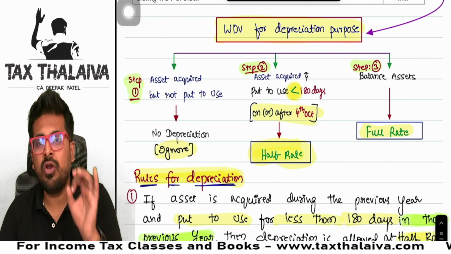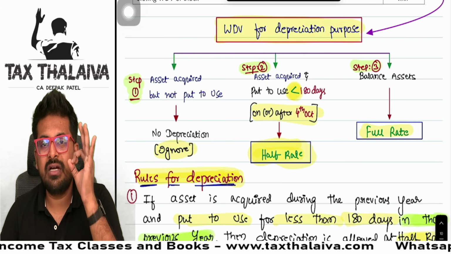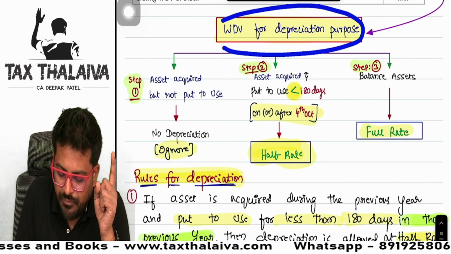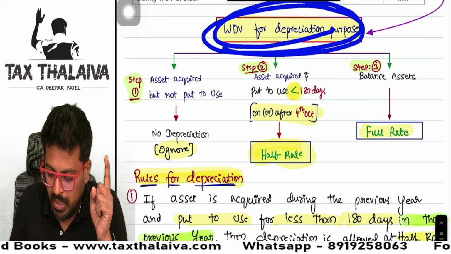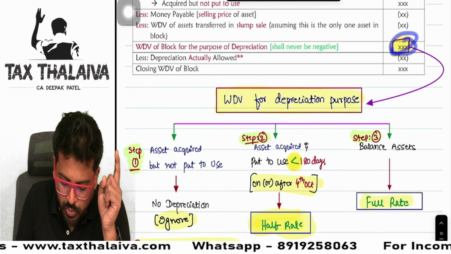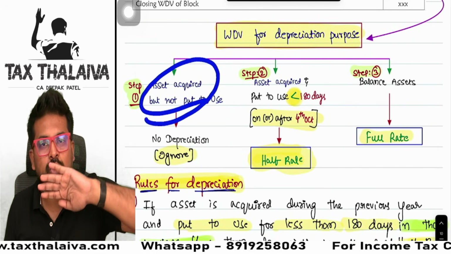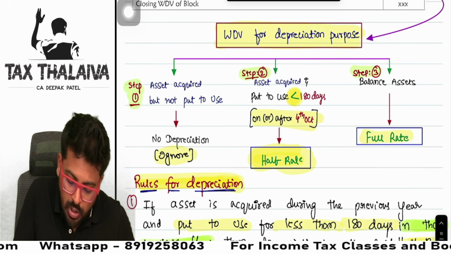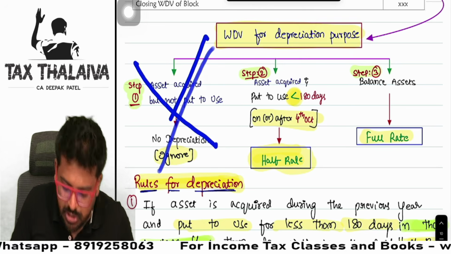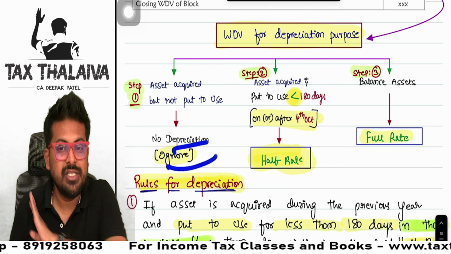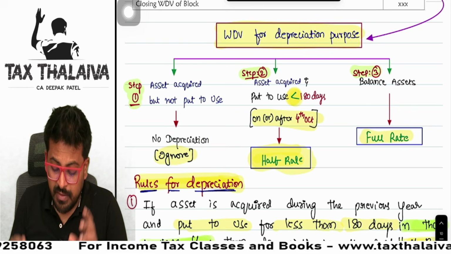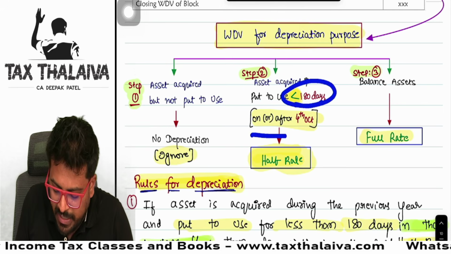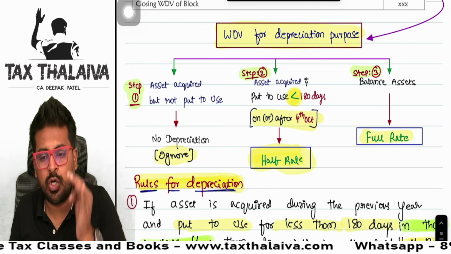And you will follow these steps to calculate the depreciation. Step 1. From the WDV for the purpose of depreciation, whatever it has come here, from that you have to reduce in step 1. First, you reduce those assets which you acquired and not put to use. So automatically you are not claiming depreciation on that. No depreciation, just ignore this. Then second, you will take asset acquired and put to use less than 180 days on or after 4th October.